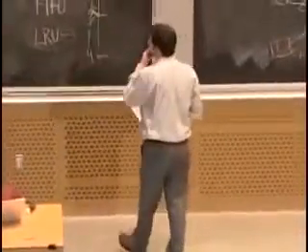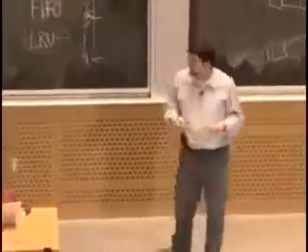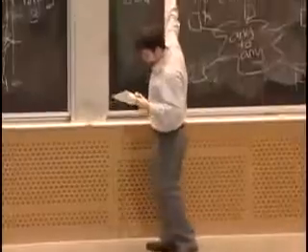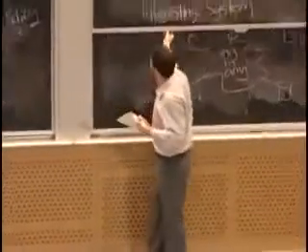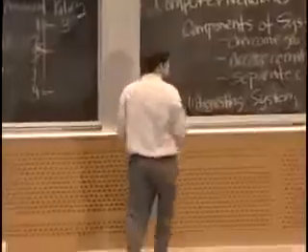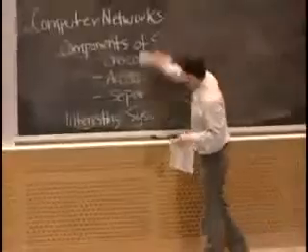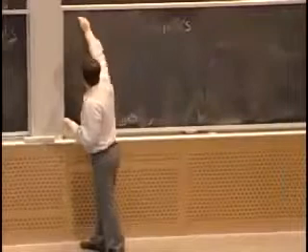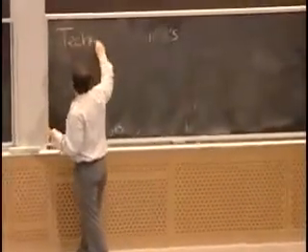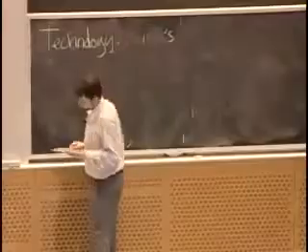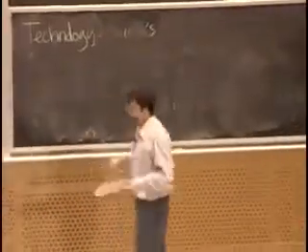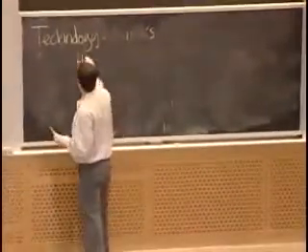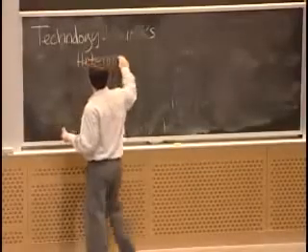Okay, so I'll talk about these two things now in order. I'm going to start off by talking about technology. So the first interesting technological problem, which I've already mentioned, is that these networks are extremely diverse. They're heterogeneous, okay?